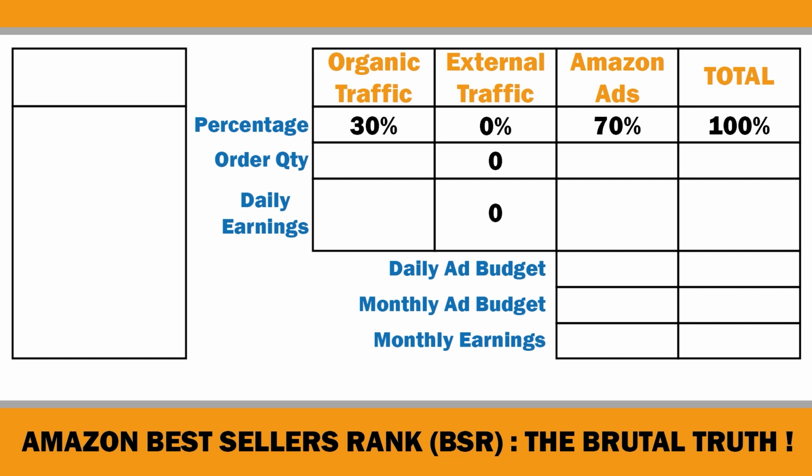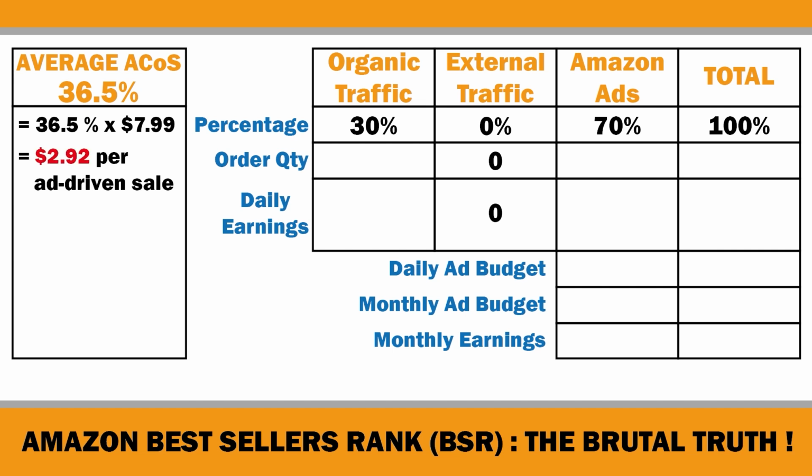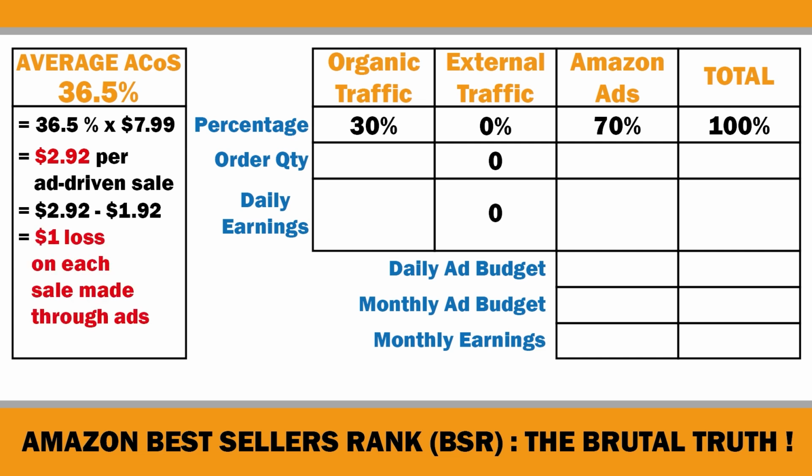Now imagine your average ACoS is 36.5% at the start. It's normal to have a higher ACoS when you first launch your ad campaigns. With careful management, you might eventually reach your break-even ACoS or even lower, which should be your goal. In this case, at an ACoS of 36.5%, you would spend $2.92 per ad-driven sale. Since your profit margin is $1.92, you would lose $1 on each sale made through ads. This is quite typical in the beginning.